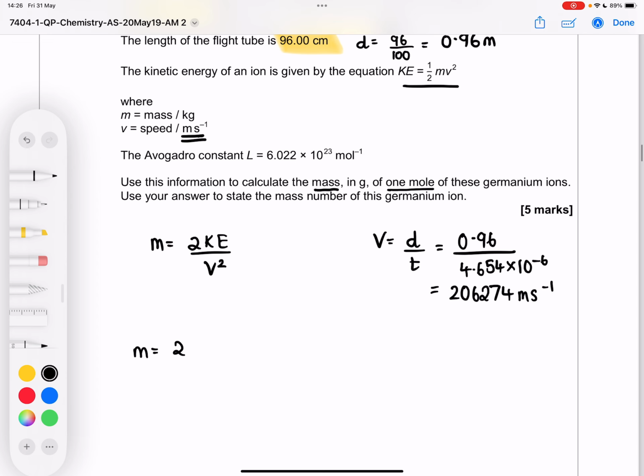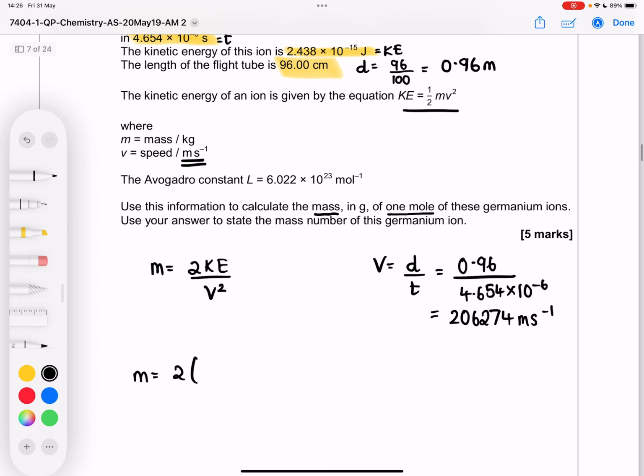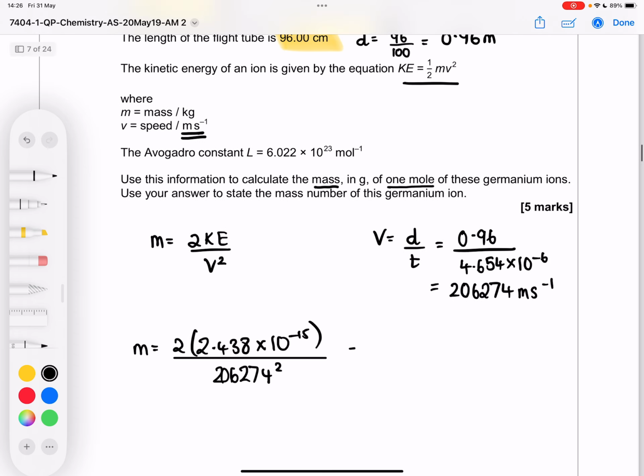Now we can put that into our mass equation. So 2 times the kinetic energy, which is 2.438 times 10 to the minus 15, divided by the answer that we've still got on our calculator squared. So I'm not actually going to retype that number. I'm going to use the calculator answer and divide by answer squared. And I'm getting 1.146 times 10 to the minus 25.